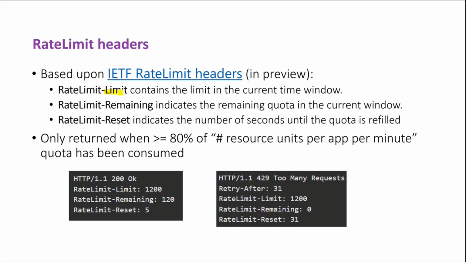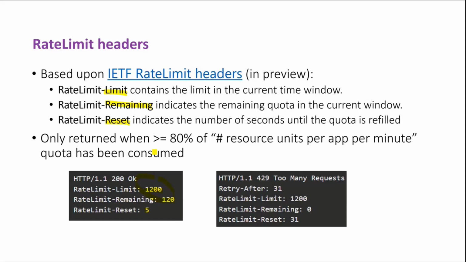A RateLimit-Limit header, showing what capacity you have, like the 1,200 for a small tenant. If you have a big tenant, it will be 6,000. So how much can you consume? Then the remaining header: where are you, how much is remaining? In this case, there's 1,200 and 120 resource units remaining. And finally, the reset header will tell you when this 1 minute time window expires, and I again start with a new set of 1,200 resource units.